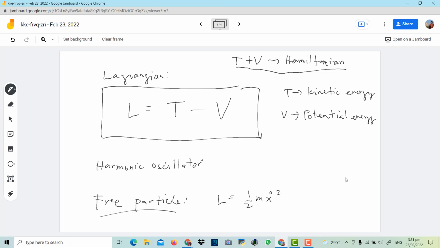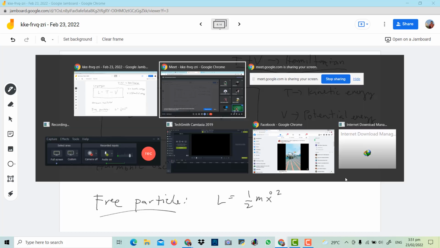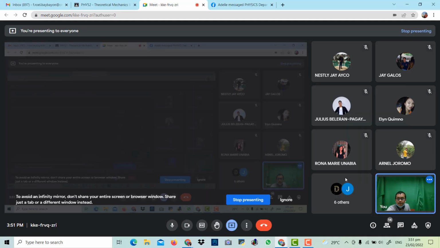But somewhat nasa relationship between not the Lagrangian but the Lagrange equation of motion. The equation of motion itself, the differential equation. So somewhat related ra ang Langevin equation sa differential equation of harmonic oscillator, of damped harmonic oscillator, and so on. Okay? Okay ra? Okay. Langevin. Yeah.